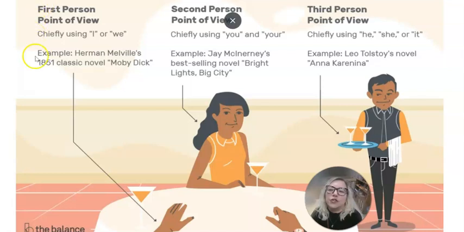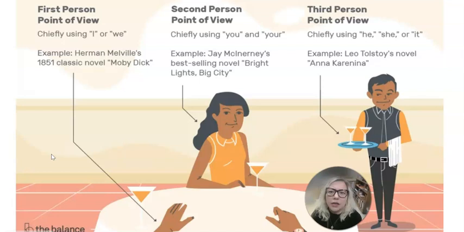The first person point of view, the narrator is using I or we. So in Herman Melville's classic novel, Moby Dick, that's a book that uses first person. The famous first line is, "Call me Ishmael." So the narrator is saying, me, my name is Ishmael, right?